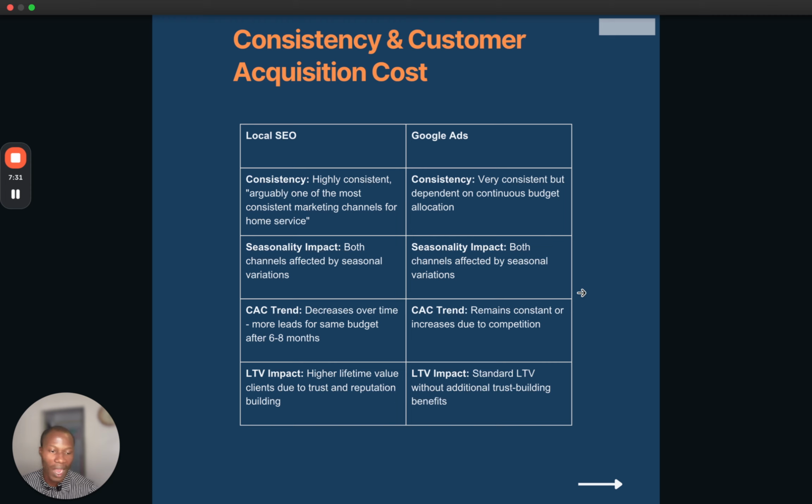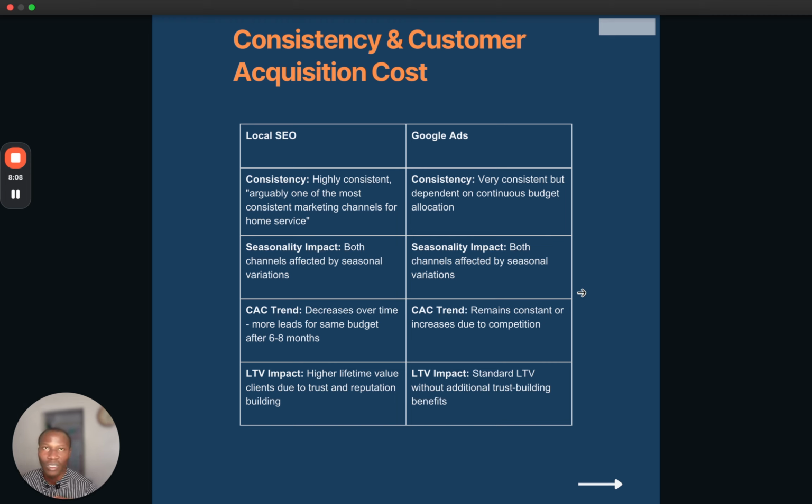Consistency and customer acquisition cost. For local SEO, highly consistent, arguably one of the most consistent marketing channels for the home service industry. Seasonality impact: both channels are affected by seasonality variations. CAC trend, cost per acquisition trend, is actually okay. It decreases over time. More leads for the same budget over 6 months. So you can actually be paying your SEO agency anywhere between 1,000 to 2,000 a month. It just sticks there. So you start getting even more leads for very little effort that you've put in. But in the upfront costs, it's actually a bit slower because of the first 3 to 6 months that you're not seeing results.